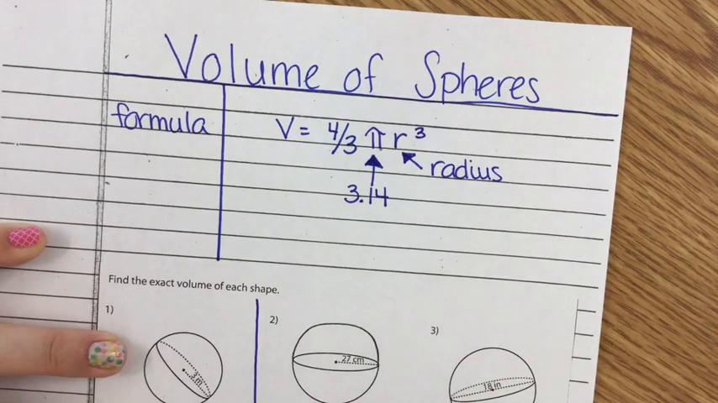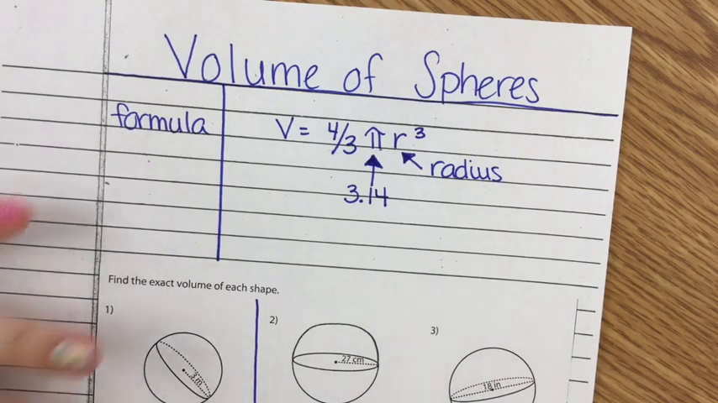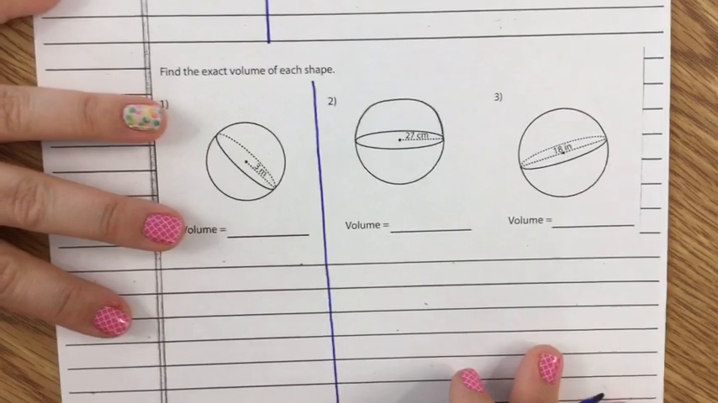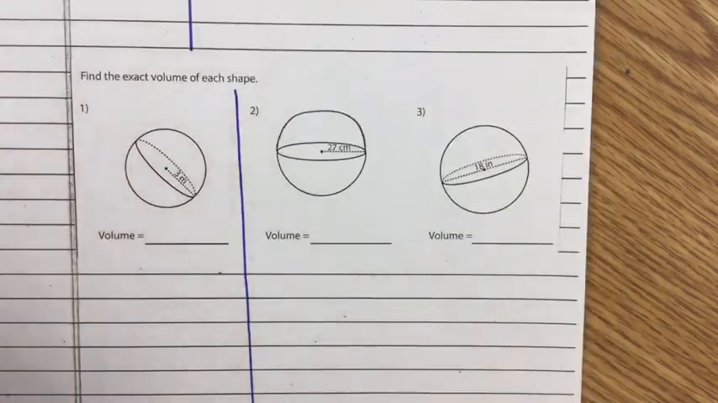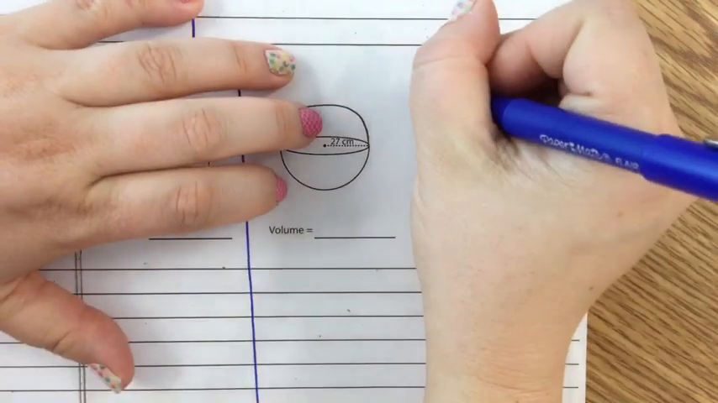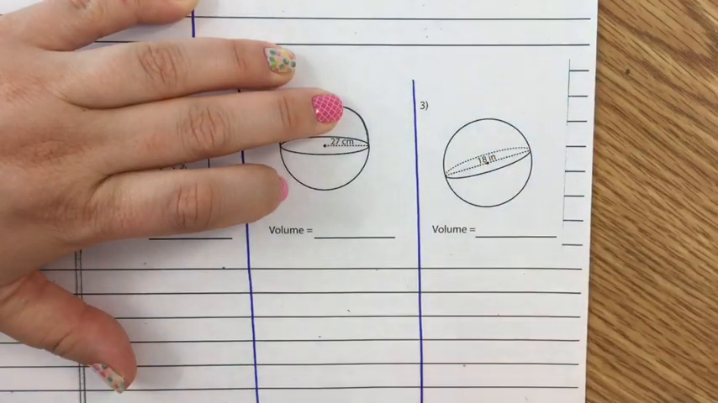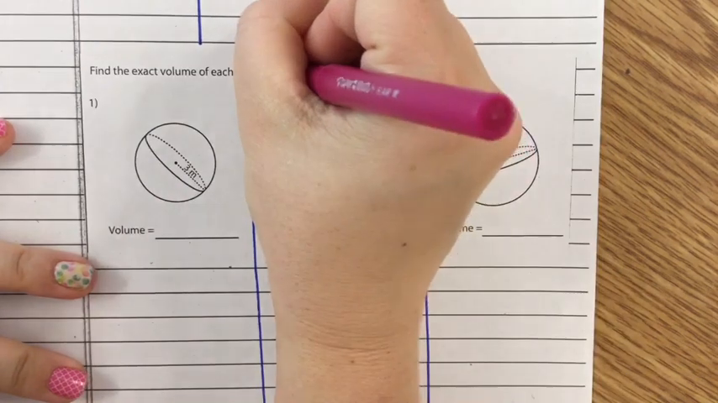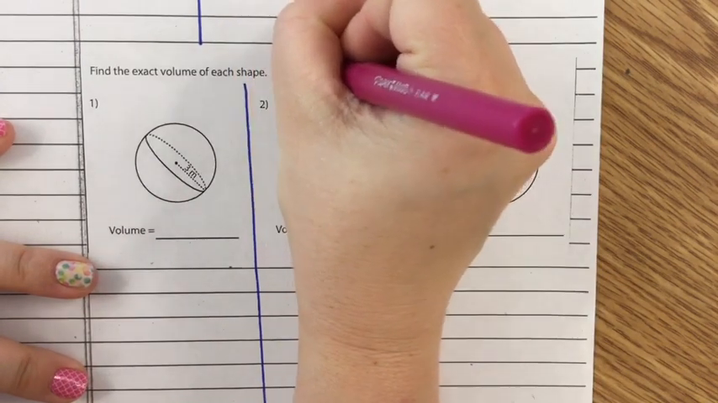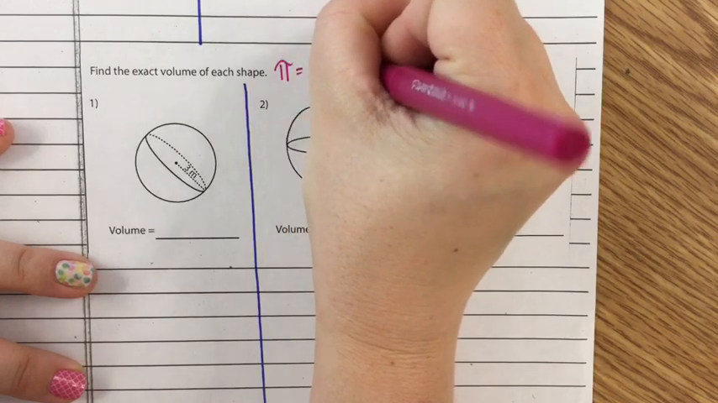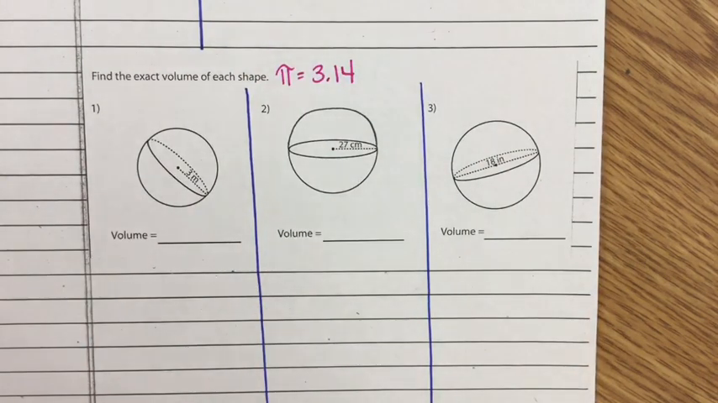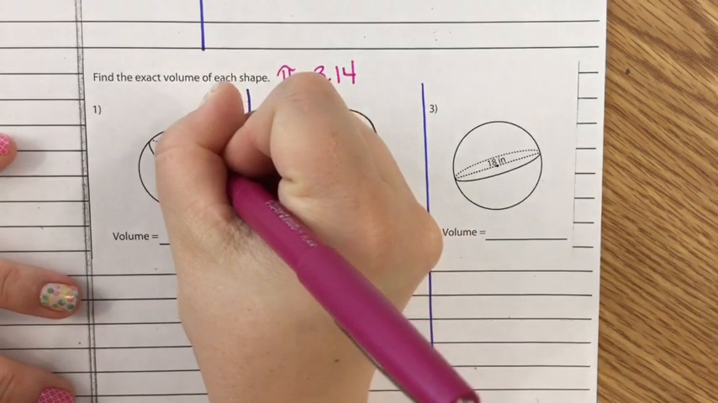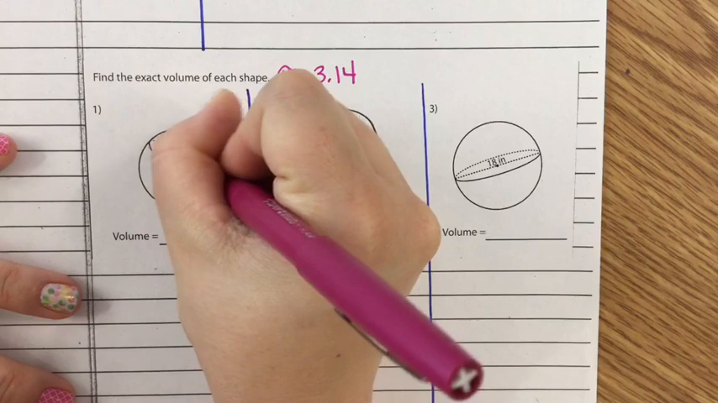Okay, so we're going to try some problems, but we're going to look at our spheres just like we did with the cones and the cylinders, and we are going to identify our radius for each one, because we already know that pi is going to be 3.14. Our radius is pretty much the only other measurement on the sphere. So that helps because it makes it easy to pick out.